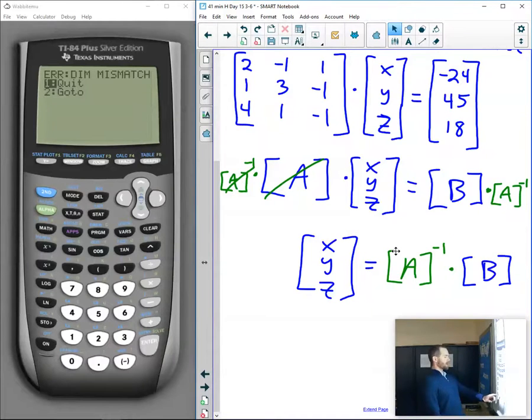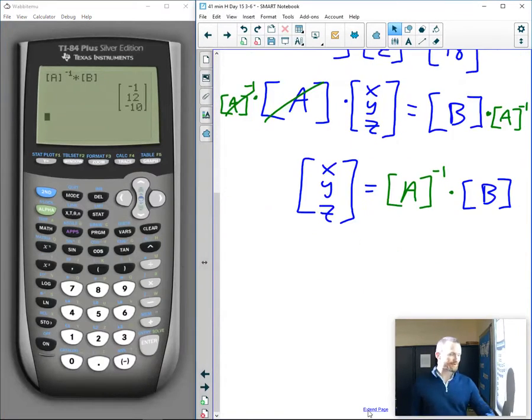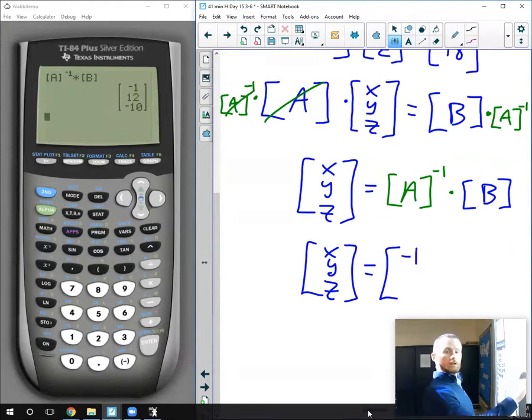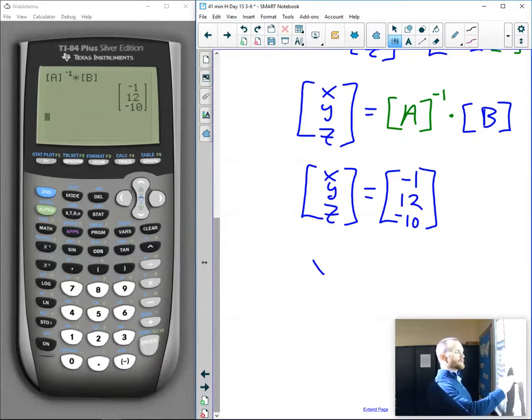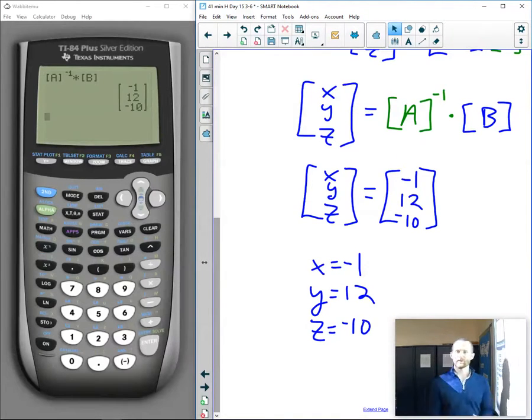So I'm going to hit quit because I don't care. I'm going to clear that out. Second matrix A, which is number 1. Then I hit the inverse button times second matrix B, which is 2. I hit enter, and there's our solution. So the variable matrix of x, y, z equals, what is it, -1, 12, and -10. That means that x equals -1, y equals 12, and z equals -10. That's our solution. Those are the answers we get for our 3 variables.